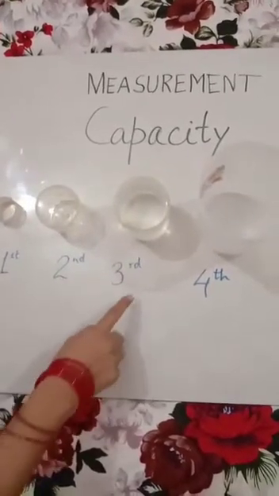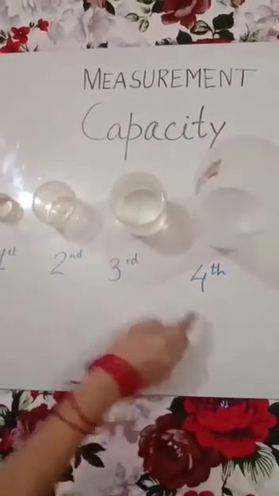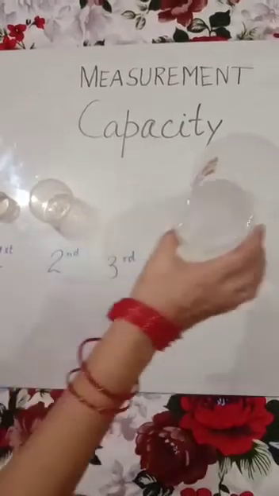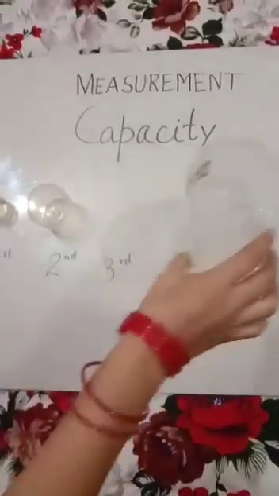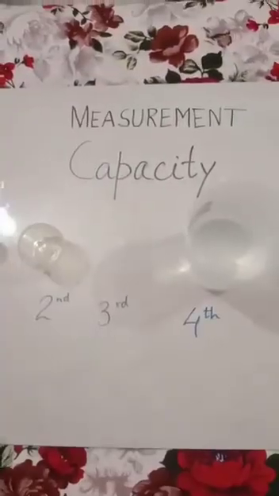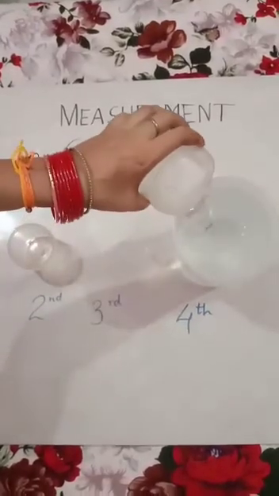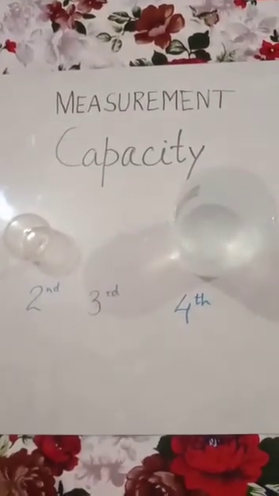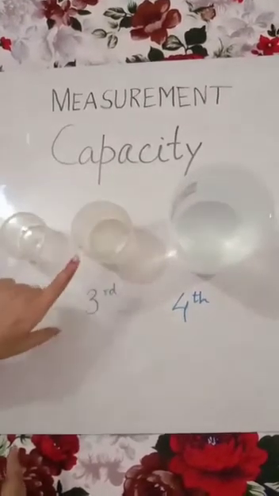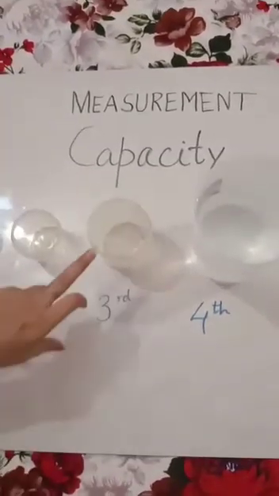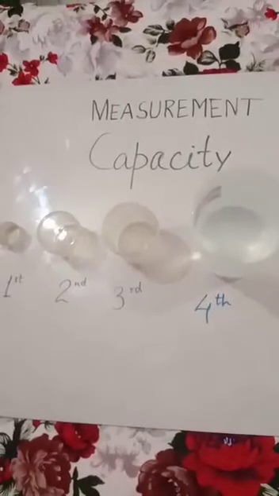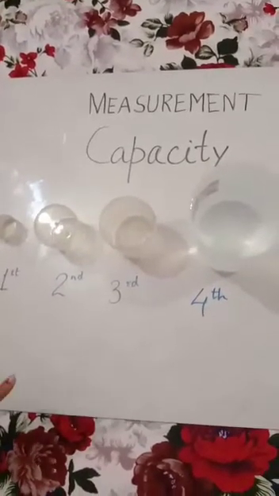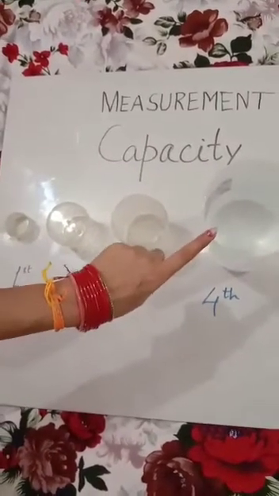Now, to compare the third and the fourth container, we can say 1, 2, 3 and 4. So, the capacity of this container is 4 mugs of the third container. So, the capacity is the amount of liquid a container can contain.